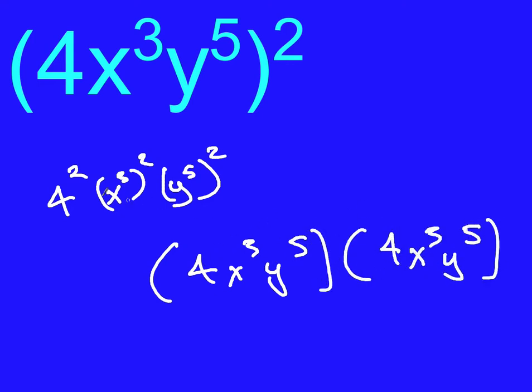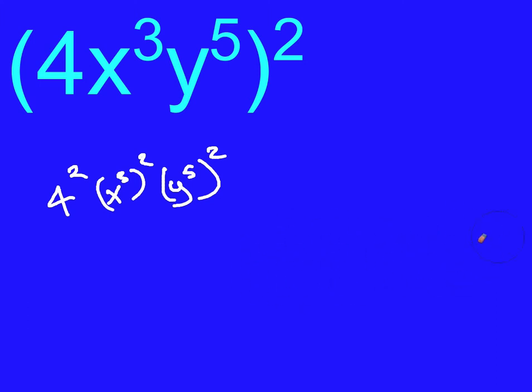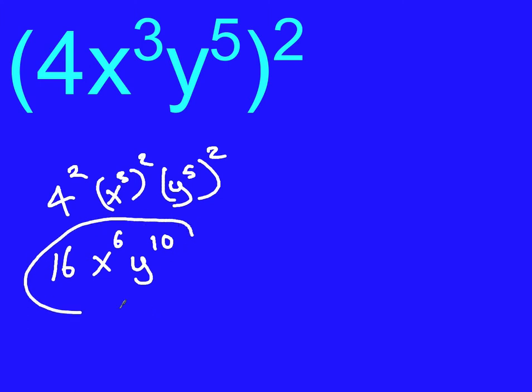And then that would be 4 times 4, or 4 squared, and x cubed times x cubed, which is x cubed squared, etc. So then you can simplify even further. Anytime that you raise an exponent to an exponent, you multiply here. So this 4 squared becomes 16. X cubed becomes x to the 3 times 2, which is x to the 6th. Y to the 5th becomes y to the 5 times 2, which is y to the 10th. So this is the simplified version of that expression.